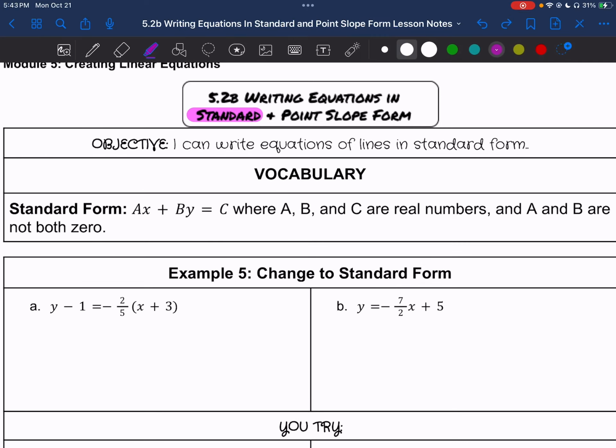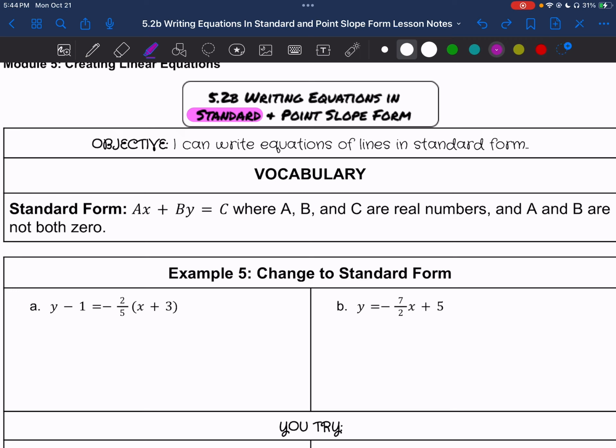Hello, and welcome to Lesson 5.2b, Writing Equations in Standard and Point Slope Form. Our focus for today is the standard portion of that title. Our objective: I can write equations of lines in standard form.